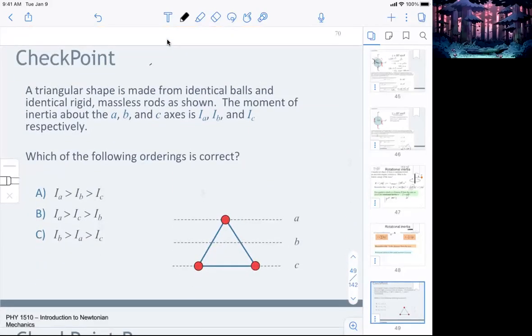Okay, so let's look at this checkpoint question you have already done. This is a triangular shape. This entire object consists of 3 point particles, right? 1, 2, 3. They're connected by massless rods, which means you don't have to think about the rotational inertia of the rods. You only need to think about these 3 masses. So the rotational inertia, or the moment of inertia, of this entire object, if we're rotating relative to A, or rotating relative to B, or rotating relative to C, they all have different rotational inertia, IA, IB, or IC. So which of the following orders is correct?